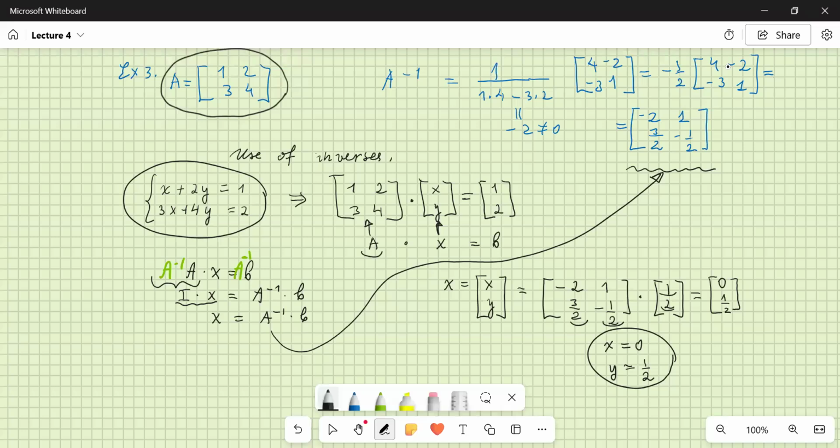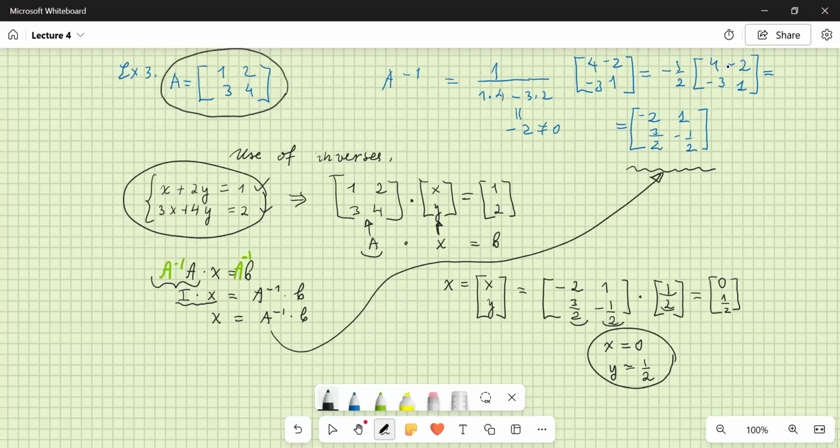X equals 0, y equals 1 half. 0 plus 2 multiplied by 1 half, which is 1, equals 1. Now, 0 plus 4 over 2, which is 1 half, right? It's going to be 2 checks. So this is my solution. And I got it. So this is one of the very good uses of the inverse matrix. If you do know the inverse of your matrix A, you don't need to solve the system. You can actually just multiply your right side by that inverse and get the final answer.